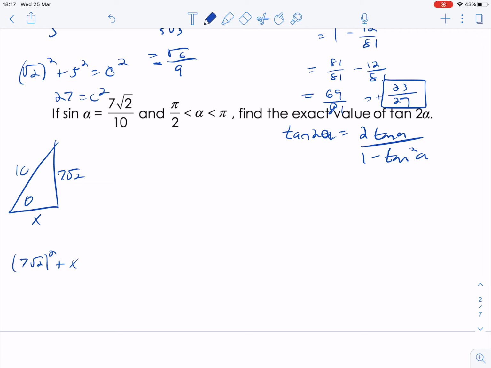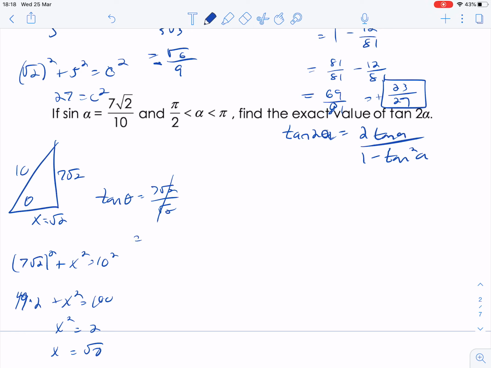2 squared plus x squared equals 10 squared. This gives us 49 times 2 plus x squared equals 100. So x squared equals 2, x equals square root of 2. There we go. So tangent's going to be opposite over adjacent, cancel, 7. Then we check the quadrant. Remember? Well, this should be A. So A is between pi over 2 and pi. So that is second quadrant. So that means this is going to be negative 7.